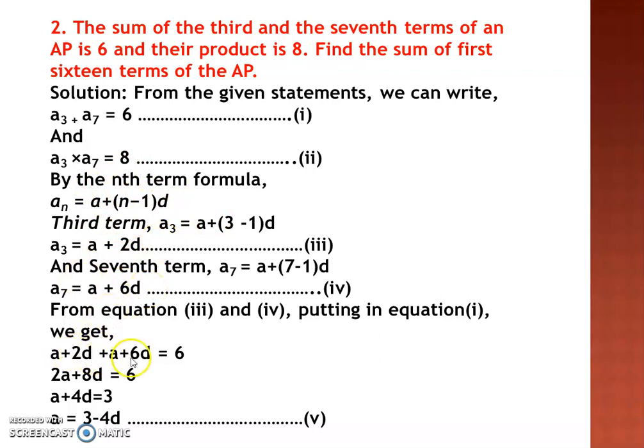So A plus 2D plus A plus 6D is equal to 6. This is from equation 1. So 2A plus 8D is equal to 6, and you can simplify this further by taking 2 as a common factor on both sides. So you will get finally A plus 4D is equal to 3. Or if you want to write A in terms of D, then you will get A is equal to 3 minus 4D. This you will mark as equation number 5.